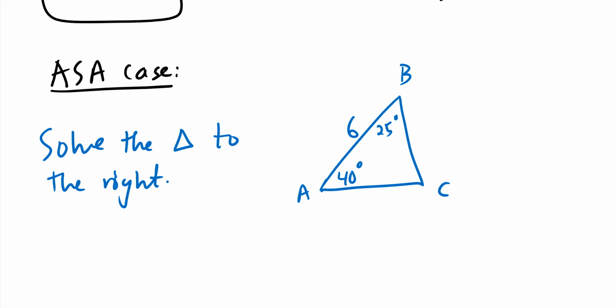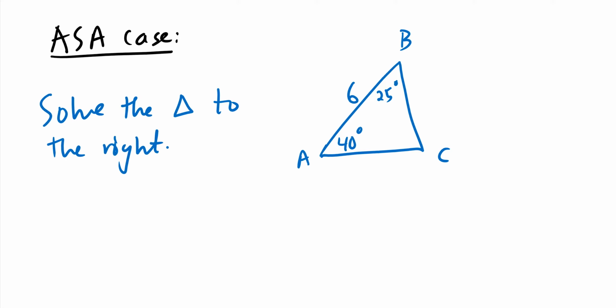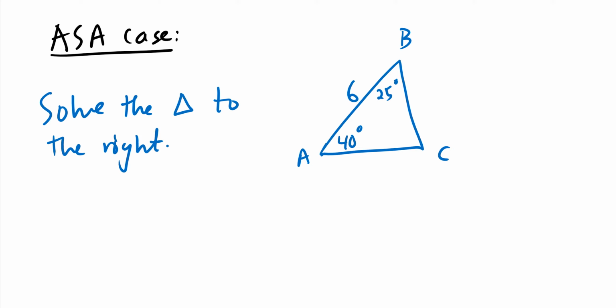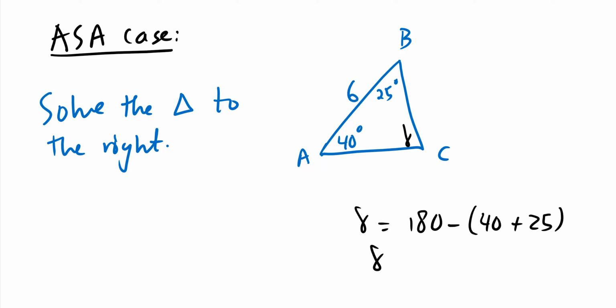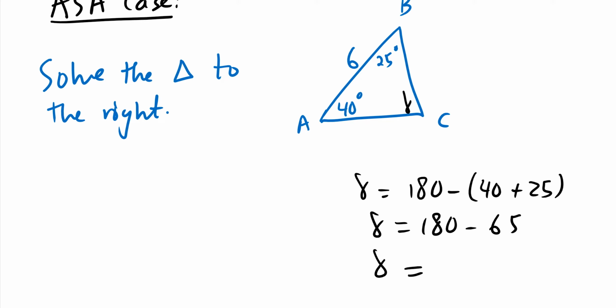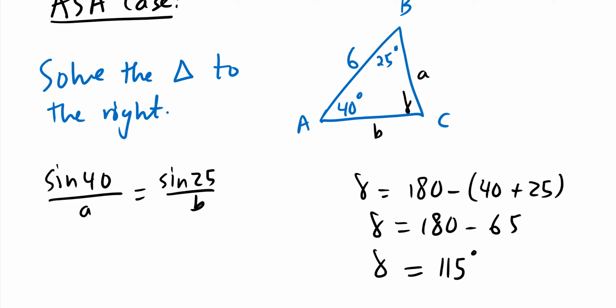So how do you solve the triangle to the right? The first thing we need to do is find the missing angle, gamma. Gamma is 180 minus the sum of the other two angles, so gamma is 180 minus 65. Gamma is equal to 115 degrees. So what do we get for this? Sine 40 over a equals sine 25 over b equals sine gamma, which we just found, 115 degrees over 6.